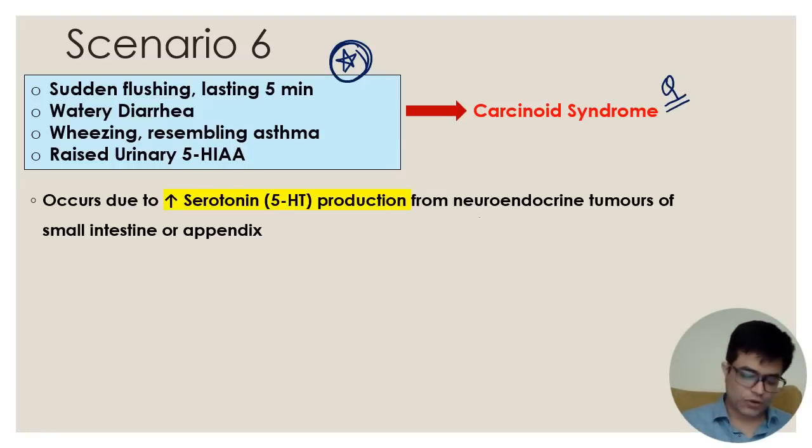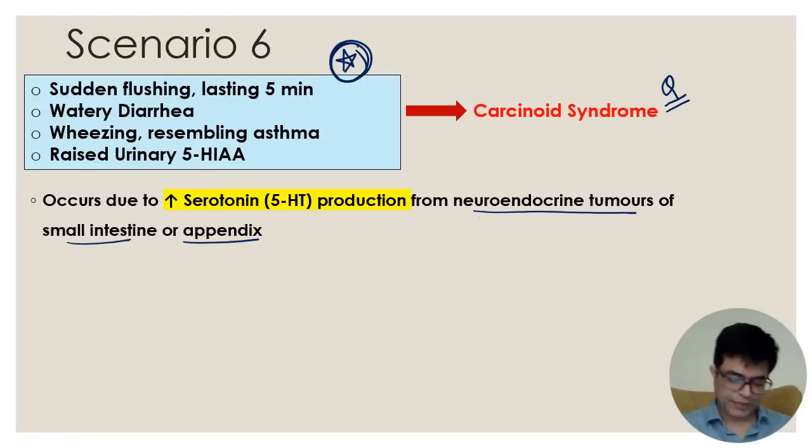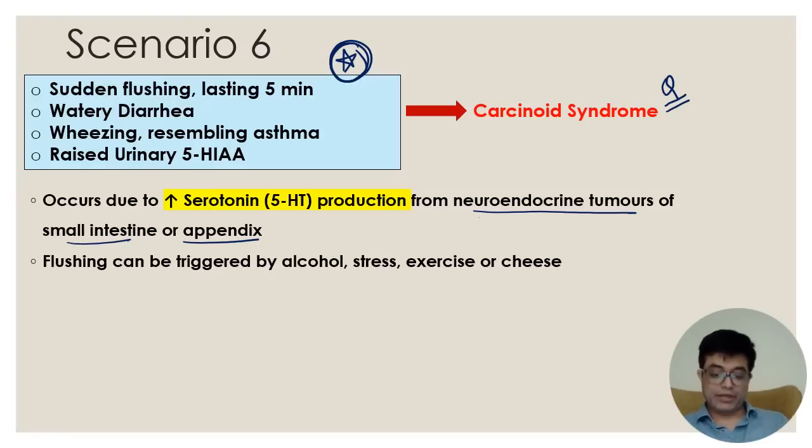What is carcinoid syndrome? It is a tumor-related syndrome which occurs due to increased serotonin. Serotonin is also called 5-hydroxytryptamine, produced from neuroendocrine tumors of the small intestine or appendix. Flushing can be triggered by alcohol, stress, exercise, or cheese ingestion in the patient.